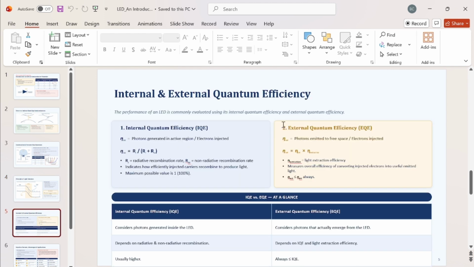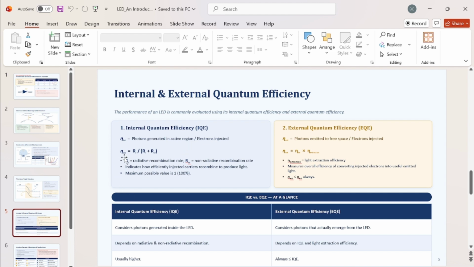Here are two important factors. The working of a light emitting diode is judged in terms of internal and external quantum efficiency. Now, the internal quantum efficiency is basically the efficiency of the diode, which basically means the photons generated in the active region of the light emitting diode per electron injected into the active region.